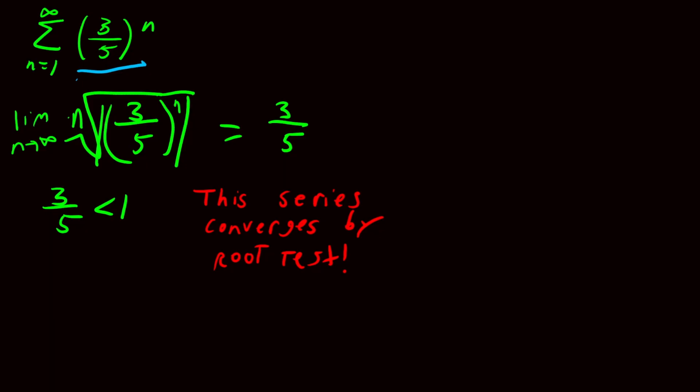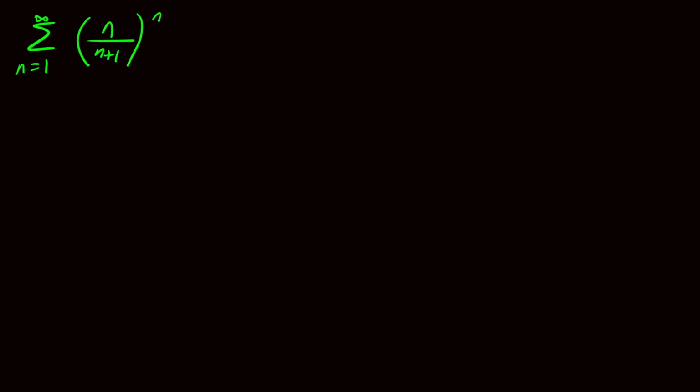This is simple, right? All we have to do is just take the nth root. And if 3/5 is less than 1, it converges. Boom. Now, let's try our next example. So, this series of n over n plus 1 to the nth power. Again, we just take the nth root. So the nth root of n over n plus 1, absolute value, all that stuff, to the n.